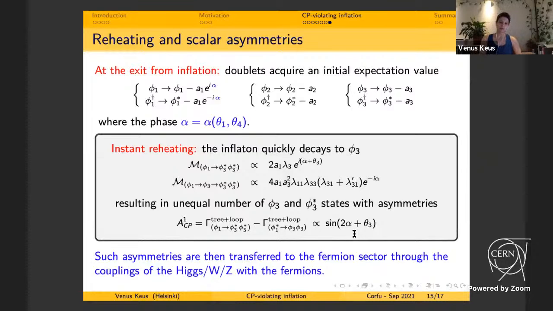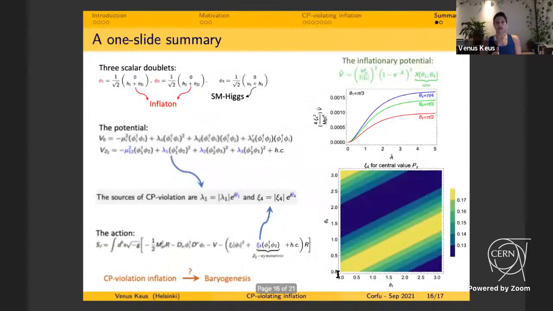Our goal is then to transfer this asymmetry to the standard model fermions via leptogenesis or baryogenesis, which is work being done now. But at least we've got a non-zero asymmetry. And with that, let me bring you to my conclusion.